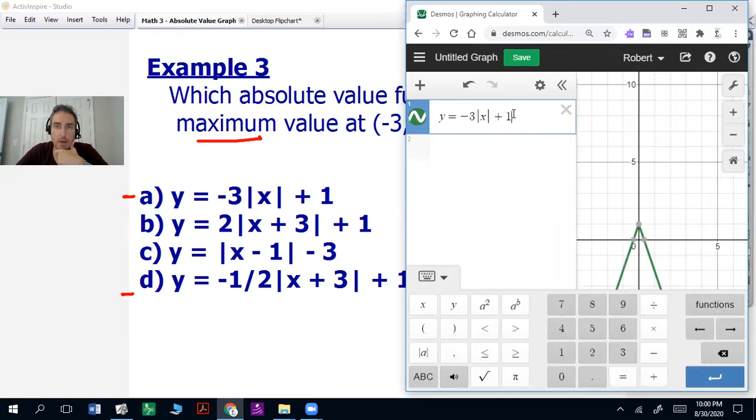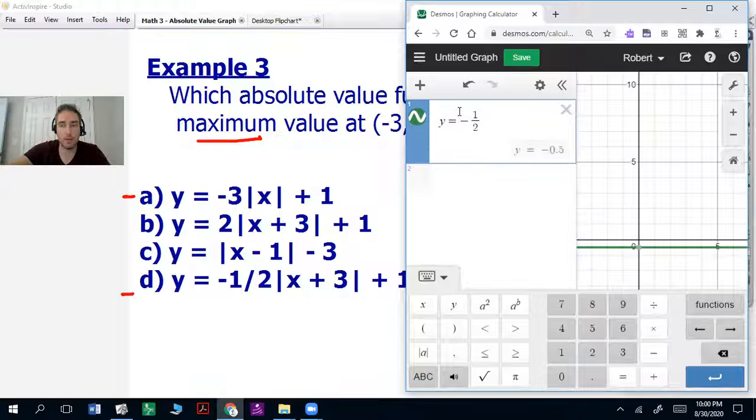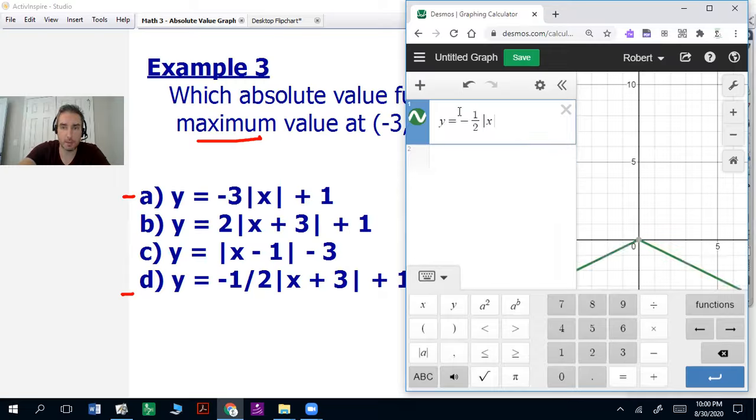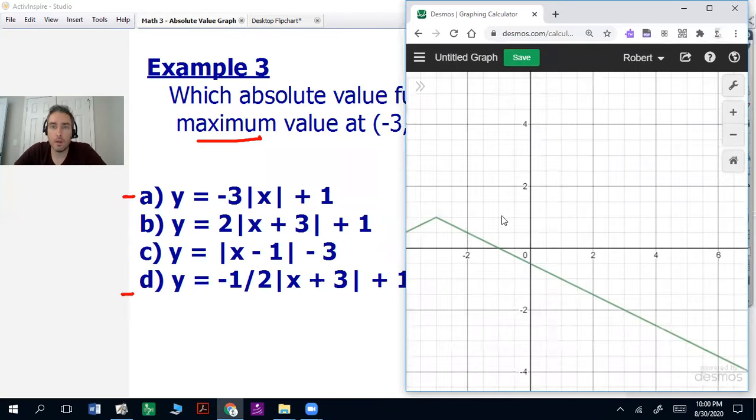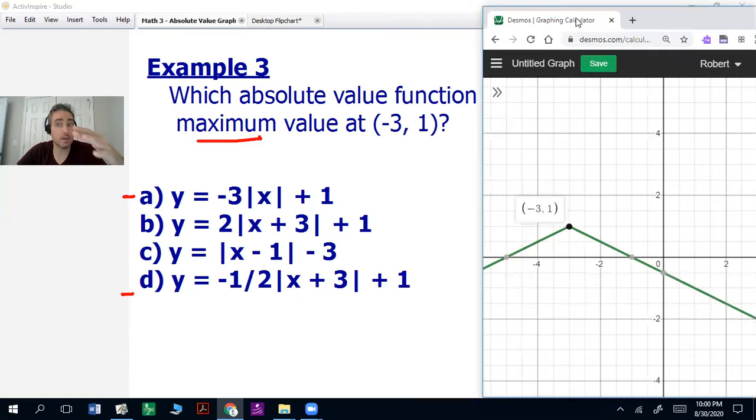Whereas the one down at the bottom, to get that fraction, you just do -1 and hit the question mark button, but don't hit shift. It'll put a fraction bar, and then you can right arrow out of there, and then you can do absolute value of x plus 3. Close it up, and then plus 1. And clicking on that point gives you a coordinate -3, 1. It's the highest point in that graph, so it would be a maximum.